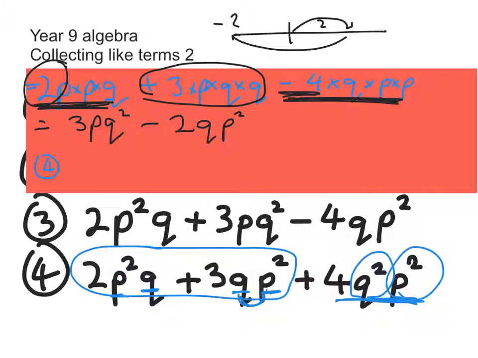Well, we get 2p squared q plus 3qp squared plus 4q squared p squared is equal to 2 lots plus 3 lots gives me 5 lots of p squared q plus 4p squared q squared. If you'd left it in this order, that's fine, it's still correct, it's just that, as I said, we usually try to go in alphabetical order.